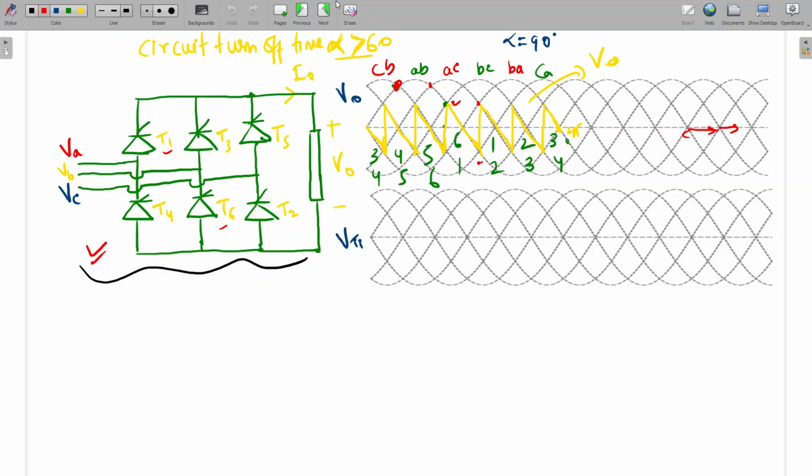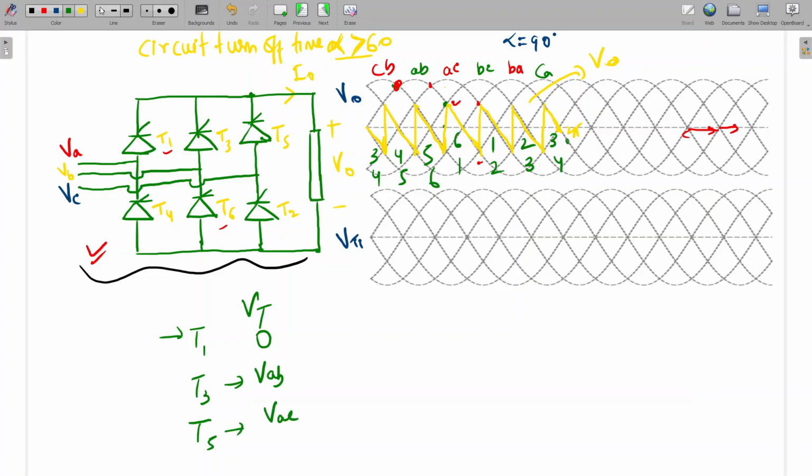So now the output voltage I have drawn. We can draw the T1 voltage, VT1. Okay, so the same thing we can do. If T1 conducts, what will the VT1 value be? It will be 0. If T3 conducts, what will the VT1 value be? That will be VAB. And if T5 conducts, it will be VAC.